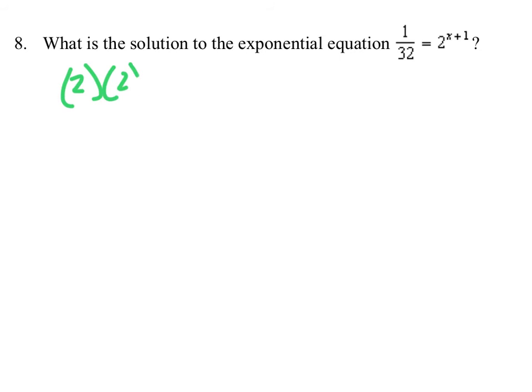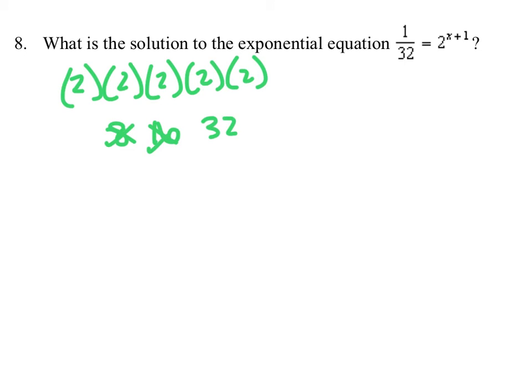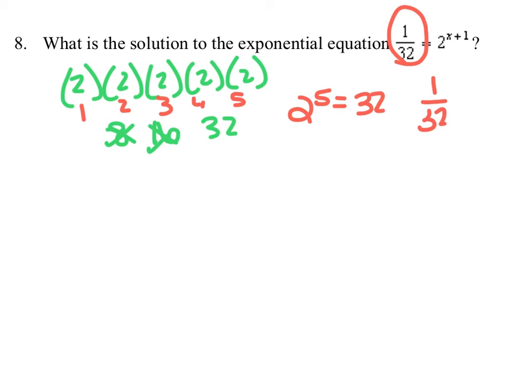2 times 2 is 4, times another 2 is 8, times another 2 is 16, times another 2 is 32. So there's our 2. How many did that take? 1, 2, 3, 4, 5. So 2 to the 5th power is definitely 32. The problem is this is 1 over 32, so this would be 1 over 2 to the 5th. To move it up to the top, it would have to be a negative, so it would be 2 to the negative 5.